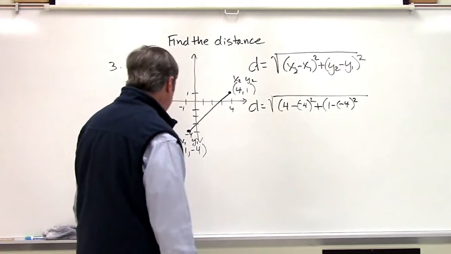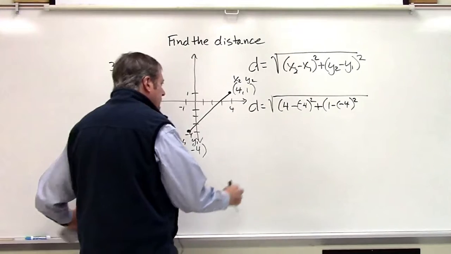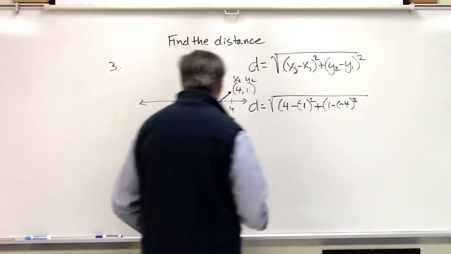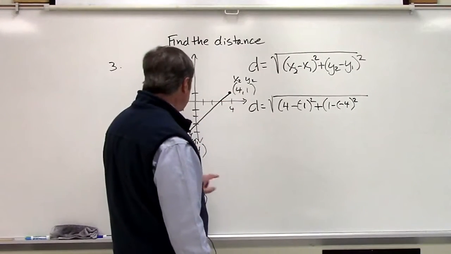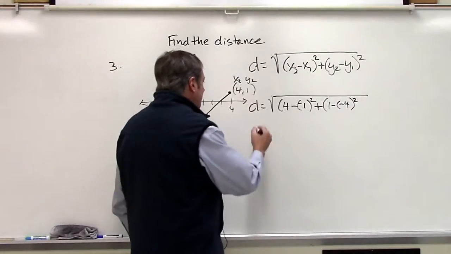And I just realized I made a mistake. X sub 1 is not negative 4, it's negative 1. So let me change that, and let me double check my work. 4 minus a negative 1, 1 minus a negative 4. Okay, we're good to go.